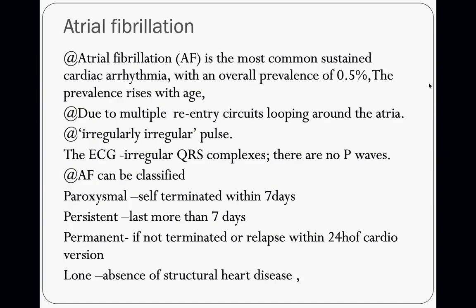Next slide, we talk about atrial fibrillation. Atrial fibrillation is the most common sustained cardiac arrhythmia, with an overall prevalence of 0.5%. The prevalence rises with age. Atrial fibrillation occurs due to multiple re-entry circuits looping around the atria irregularly, with an irregular pulse. The ECG shows irregular QRS complexes. There are no P waves. It is different from atrial flutter. In atrial flutter, we see a saw-toothed wave, but in atrial fibrillation, there is only fibrillatory wave or no P wave.